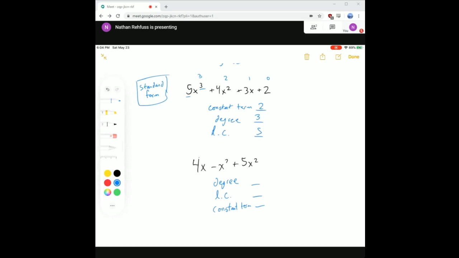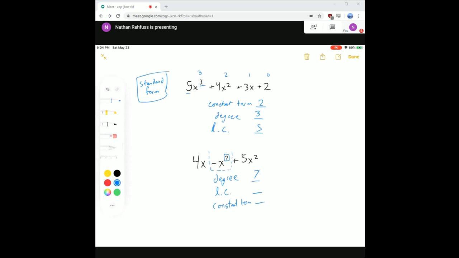Okay, so let's take a look. The highest power of any of these is the 7, so that's going to be the degree. Now the leading coefficient is whatever coefficient is on the leading term, and that's this one. It's the one with the degree. This isn't in standard form, so the leading term isn't out front where it belongs. So if I write negative x to the 7th, that's the same as a negative 1 times x to the 7th. So this negative 1 is our leading coefficient.